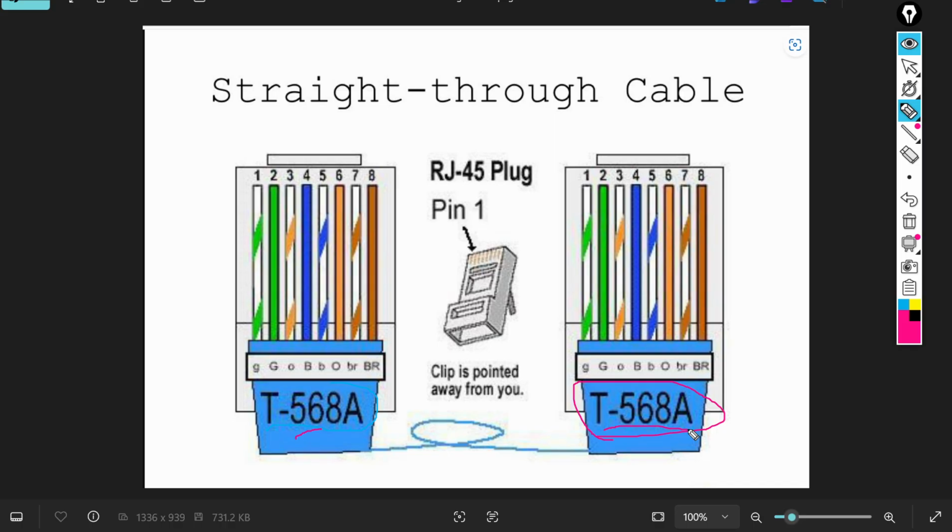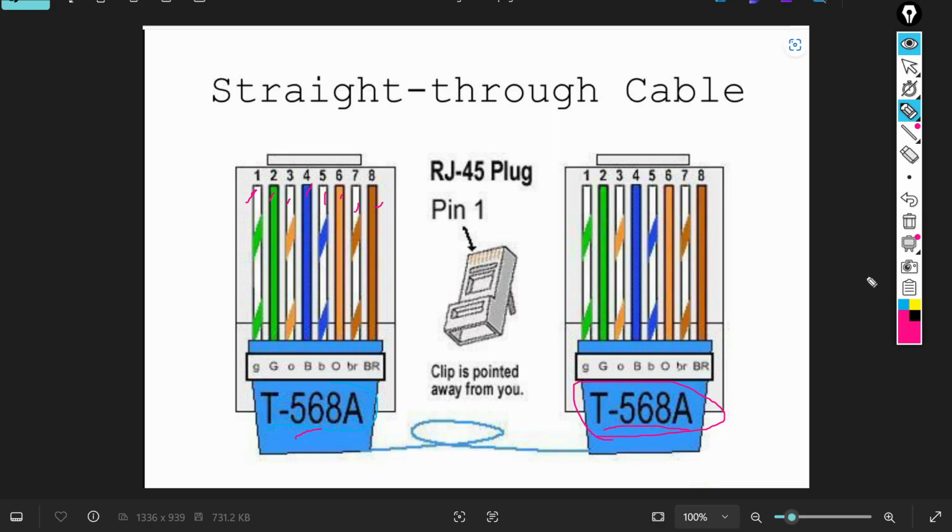So how do we identify a straight cable and a cross cable? Based on the color coding. In the color coding, we have two standards: one is the 568A standard, another one is the 568B standard. In 568A, what is the color order? The first one is white green. See here, it's showing very clearly. The first one is white green, second is green, third is white orange, fourth is blue, fifth is white blue, sixth is orange, seventh is white brown, eighth is brown.